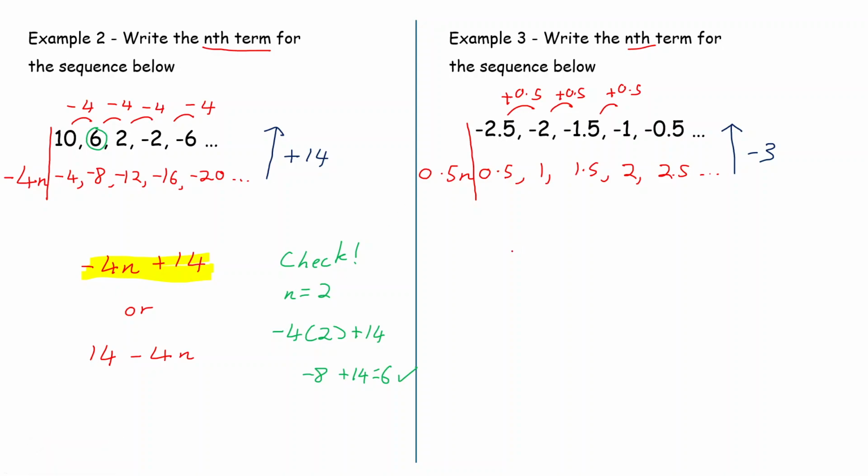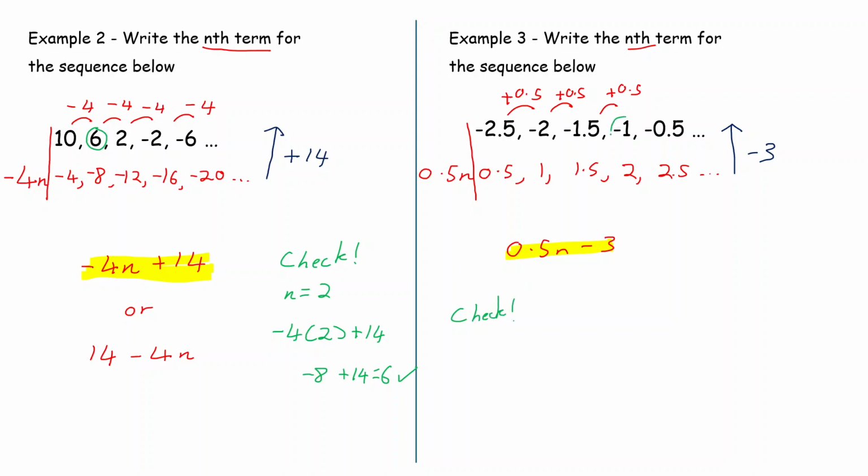So my nth term here is going to be that 0.5n, and I've got that take away 3. So that is my answer. And again, let's highlight it, because that is our answer. And let's check our working. That's always a really good thing to do, particularly when they get a little bit tricky like this one here.